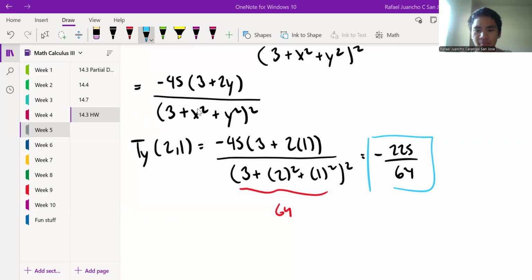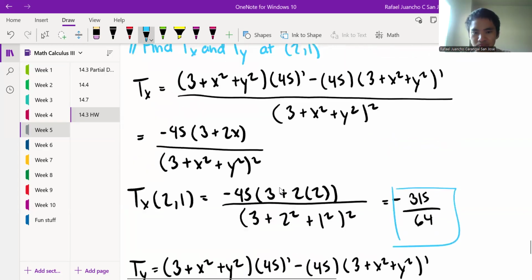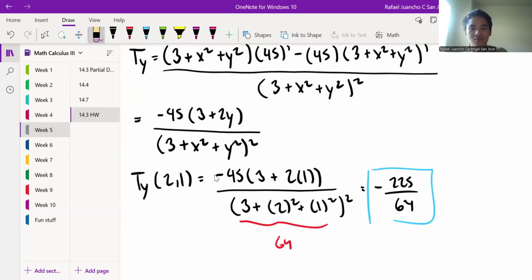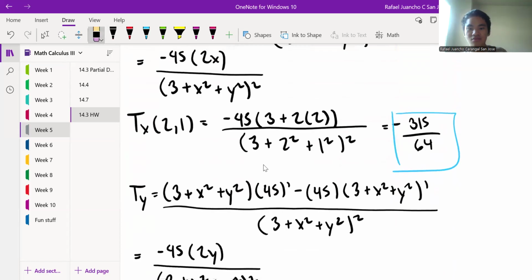You plug in the points. What? Did I mess up? Oh, this is supposed to be a 0. So this is 2x, and so that means this is 2y. My bad. And so that means this is 2 times 2, so that's 4. And so this is 180.